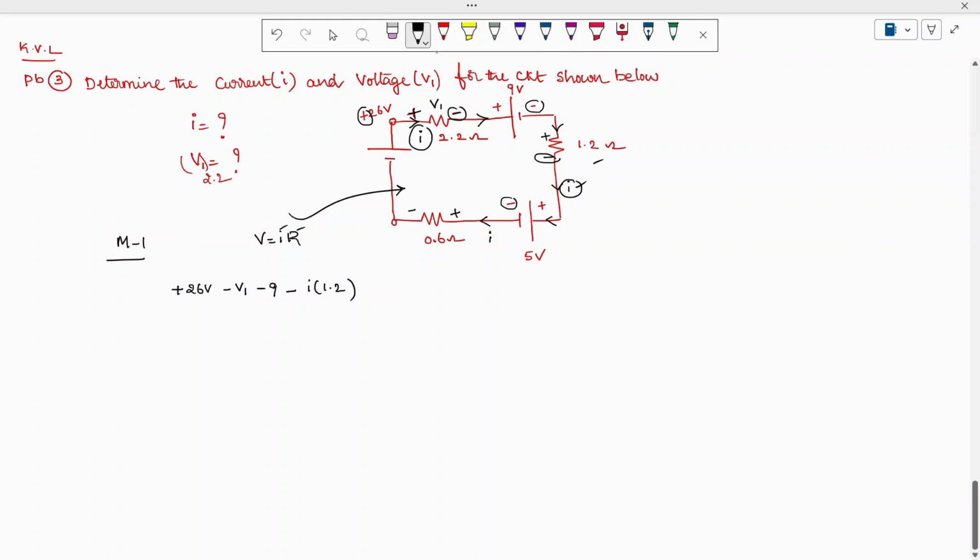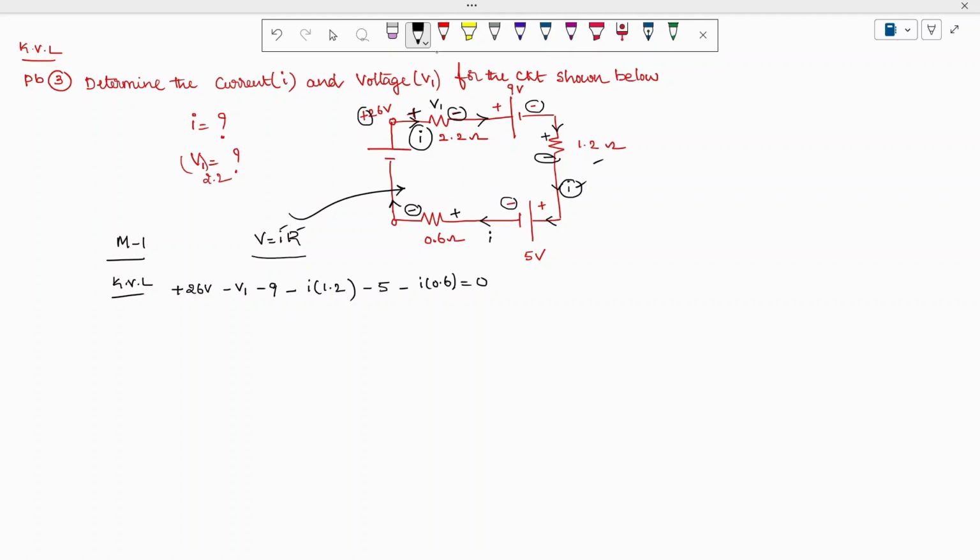What about the terminal of this 5 volts battery? Minus 5, and current is leaving. What is the leaving terminal? We have minus. We have to express it in the form V equal to I into R. I into 0.6 is equal to 0. So we form a closed path. This is the equation obtained by applying Kirchhoff's voltage law.